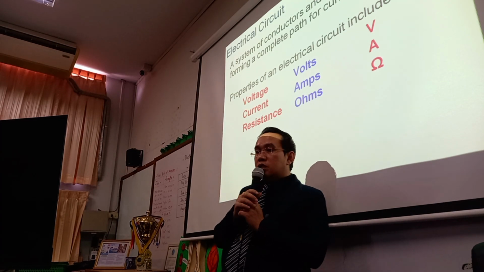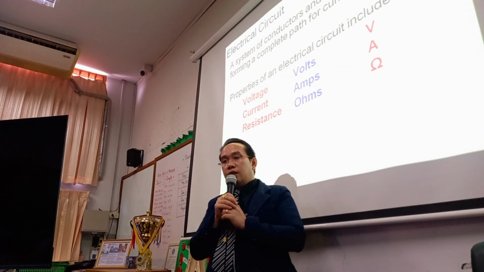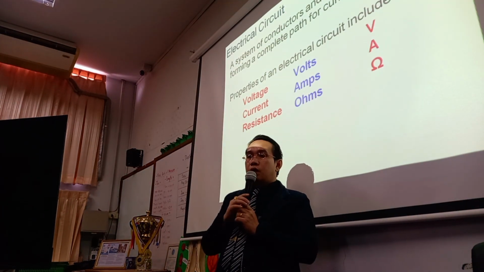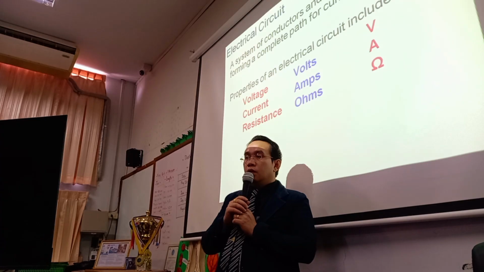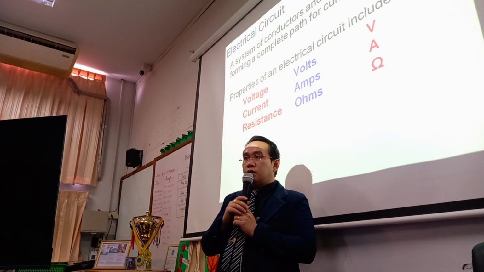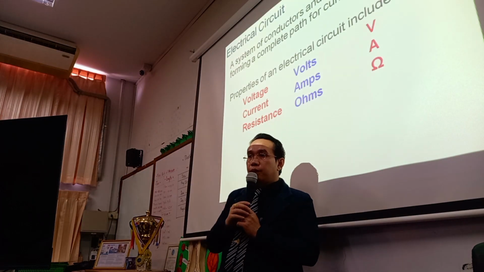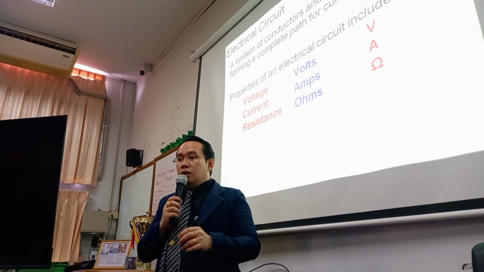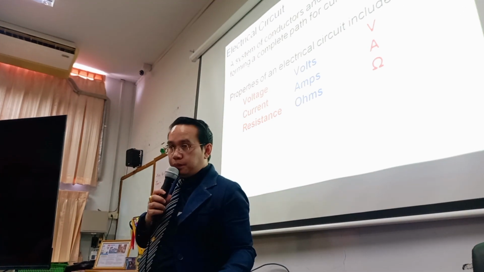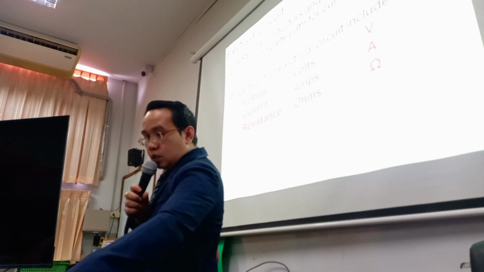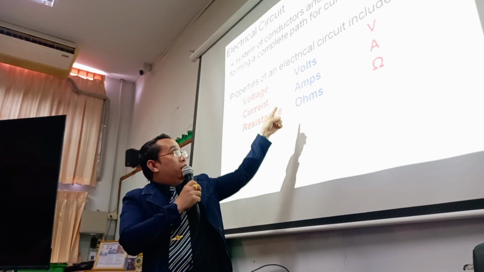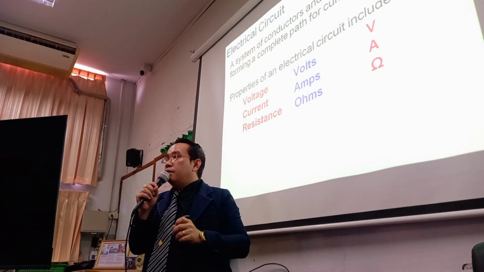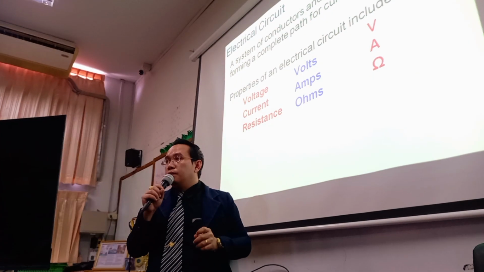So the properties of an electrical circuit include: one, voltage. Next, current, C-U-R-R-E-N-T. Next one, resistance. So we have to remember also, in this case, we need to know about the proper writing of units.